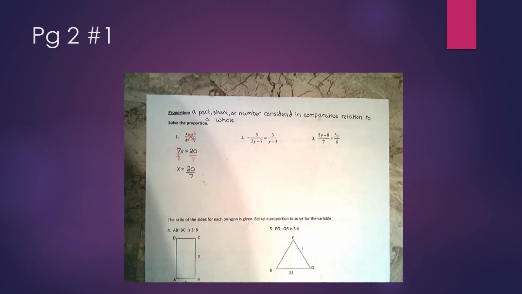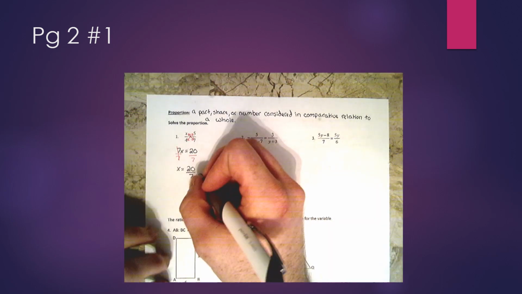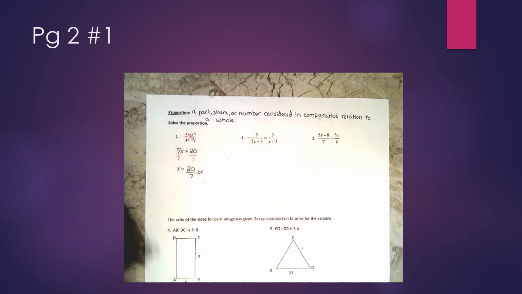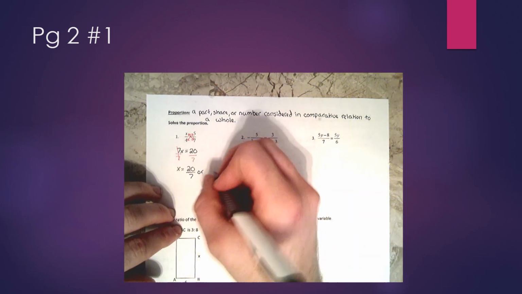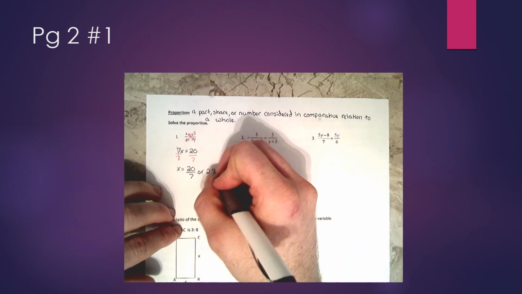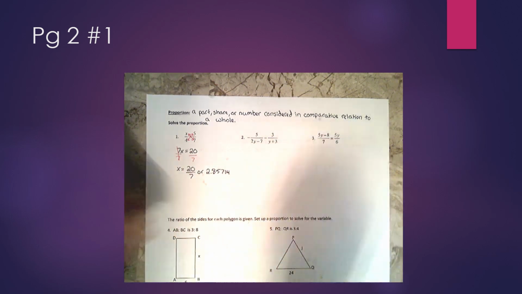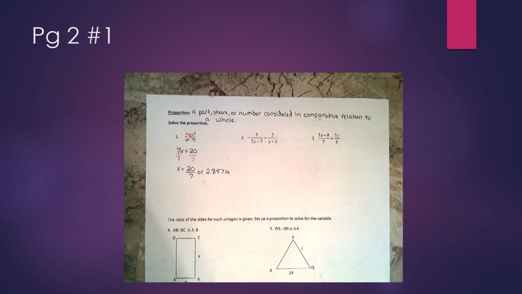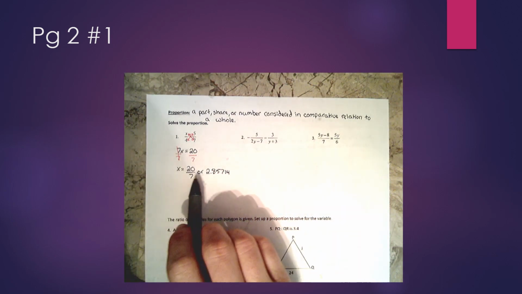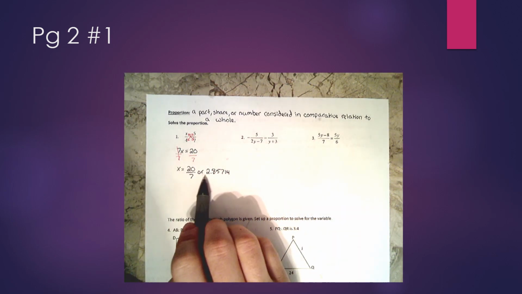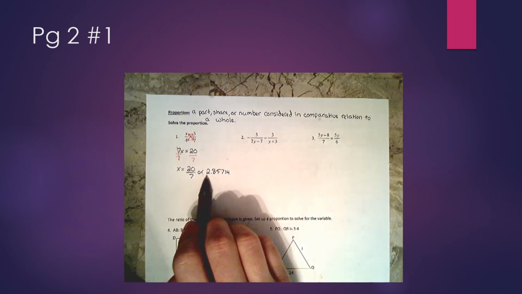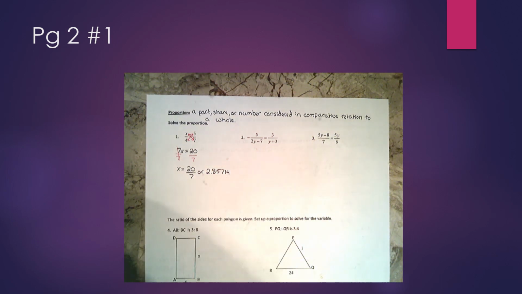So I could leave my answer like this. If you wanted to have it as a decimal, you could do that. So 20 over 7, if I were to do that, would come out as 2.85714. So you can have your answer either as 20 over 7, or if you did it as a decimal, I could have done it like this as well.